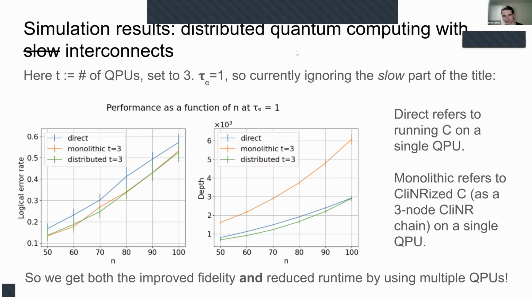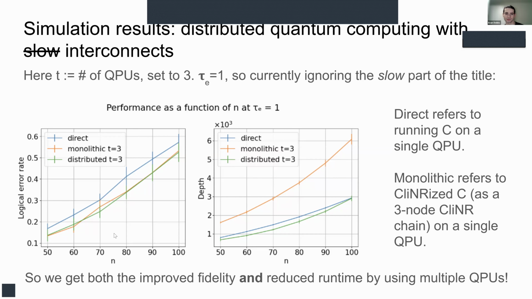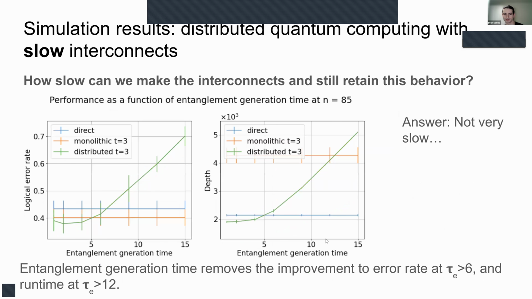However, in the title, you'll notice that we have the slow cost out. This is assuming the entanglement generation time is set to 1, so we're totally ignoring the slow interconnects. We're just considering them with normal interconnects. Here's what happens when we actually consider slow interconnects. So these are the same experiments as before, just the x-axis is now this tau sub e quantity. And we chose some nice values in the middle of the curve on these graphs and just plotted those with increasing entanglement generation time.